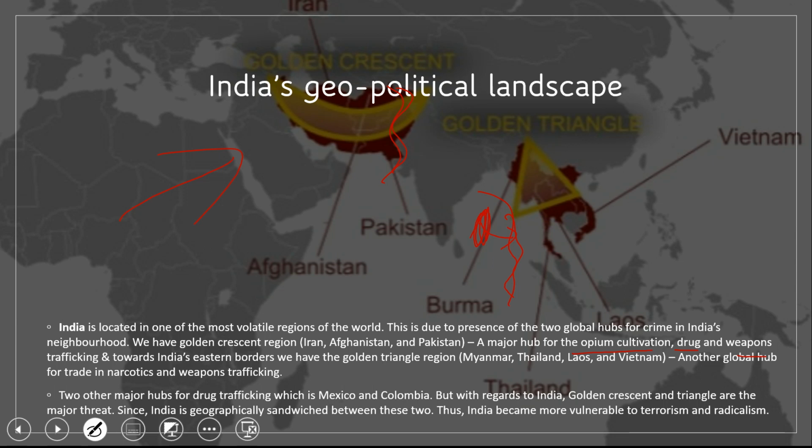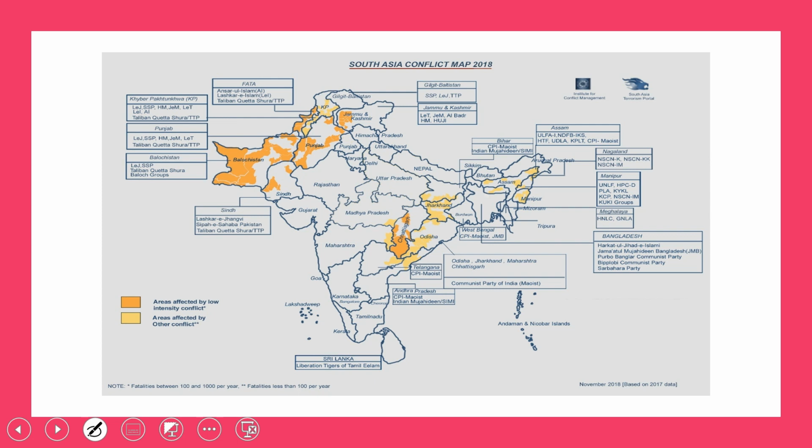The two other major hubs for drug trafficking are Mexico and Colombia. This is telling us, from a global perspective, that the two major hubs for drug trafficking are Mexico and Colombia, but with regard to India, we have the Golden Crescent and Triangle that are the major threat for us. Since India is geographically sandwiched between these two, India became more vulnerable to terrorism and radicalism. Okay, so I hope you have understood all those perspectives.